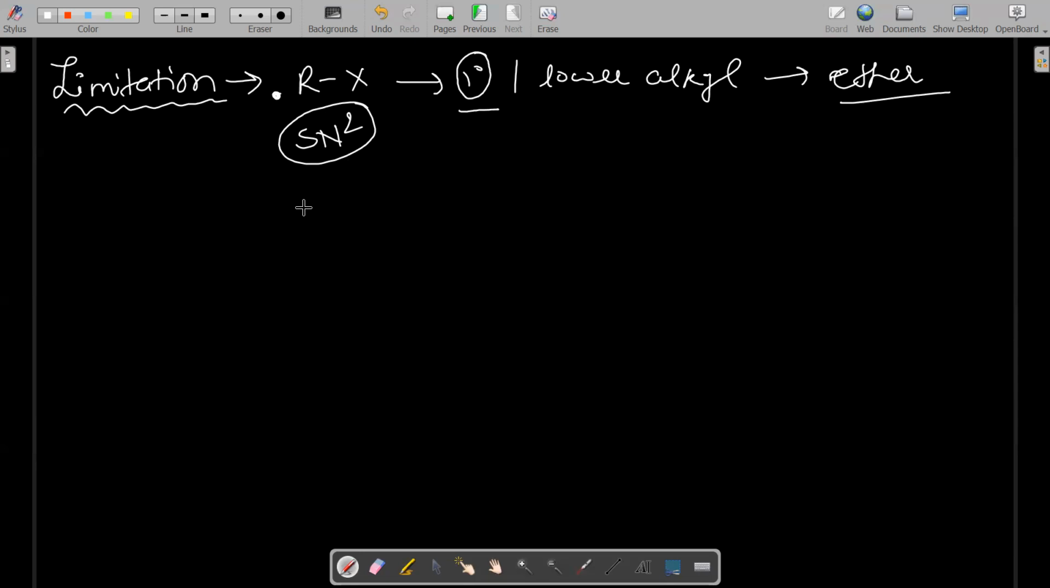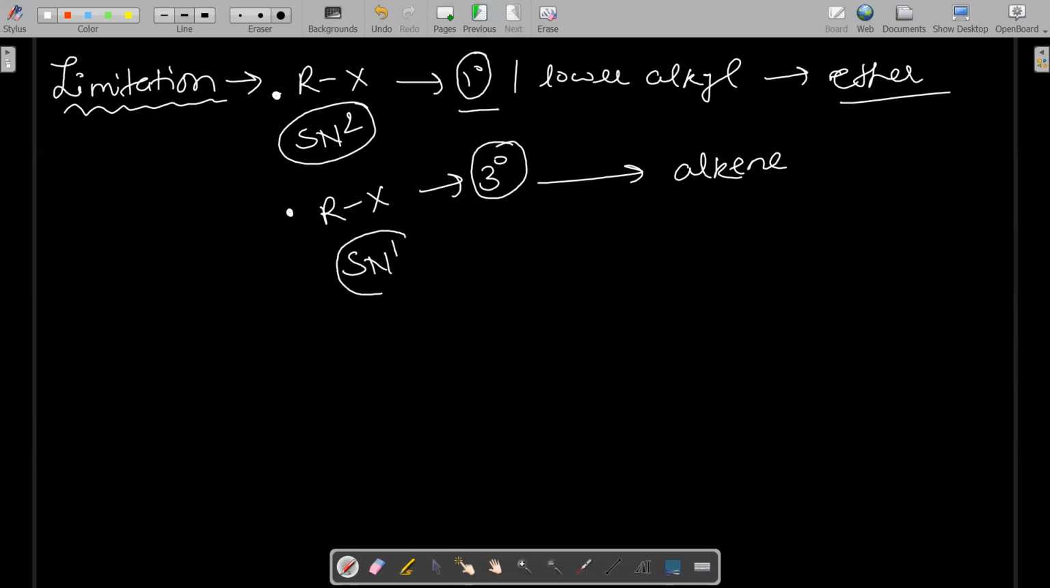1 degree is favorable for SN2 mechanism. But if the alkyl halide is a tertiary alkyl halide, then instead of ether, alkene will be formed as a major product, because you know the tertiary alkyl halide undergoes which mechanism? SN1 mechanism, due to formation of a stable carbocation.